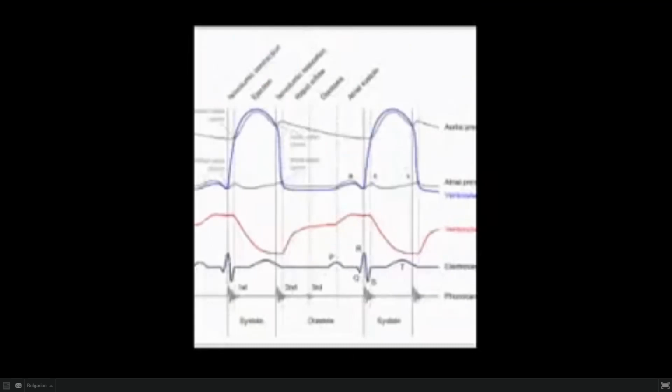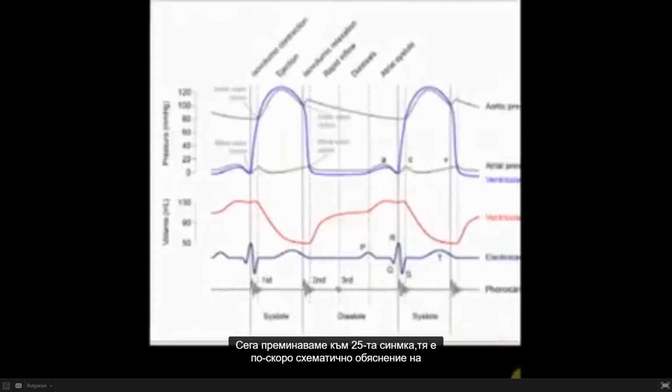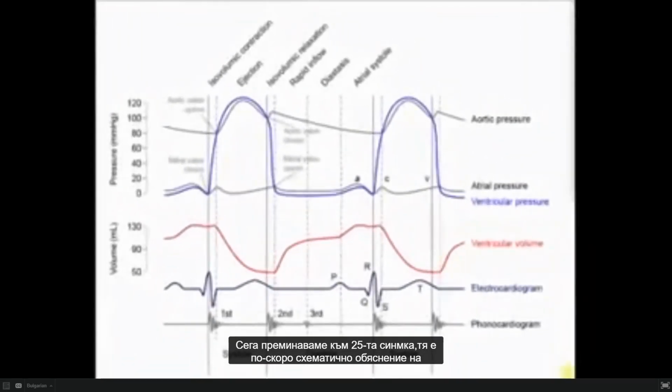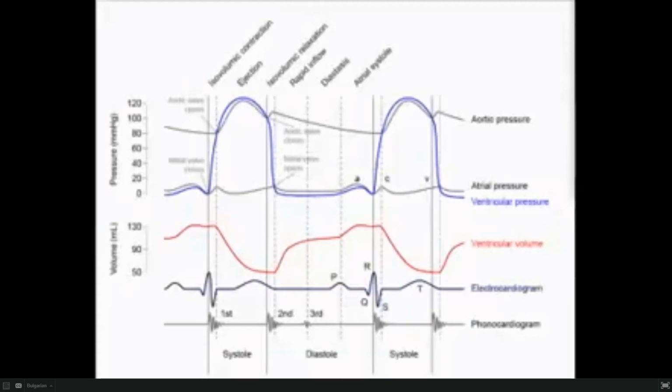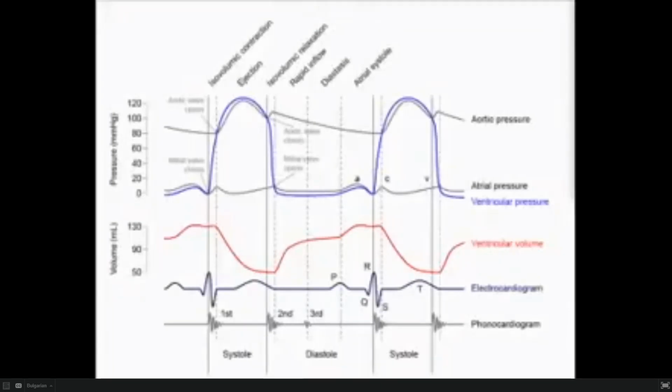Okay, then we go to slide 25. Slide 25 is a more schematic explanation of the heart cycle. It gives you again the measurement of the pressure, at which pressure the valve opens, the valve closes, and how many seconds each movement needs to be done.